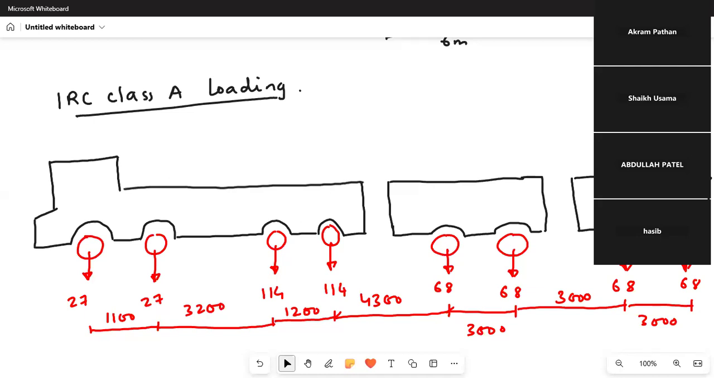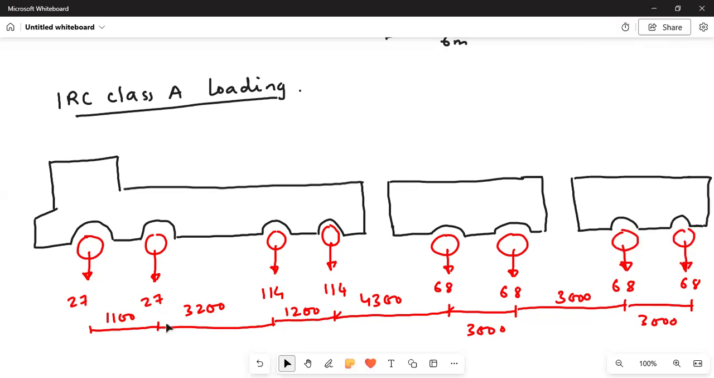Okay. So we were discussing class A loading. This is what is there in the class A loading. You have n number of wheels and n number of axle loads, and these are the loadings given in the code. You need to refer to the code and you will get the loading. Okay. So the maximum loading is 114.